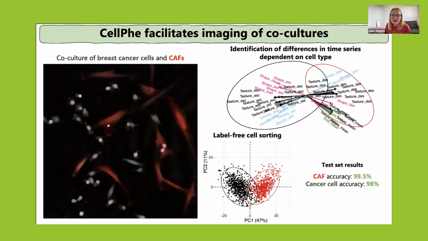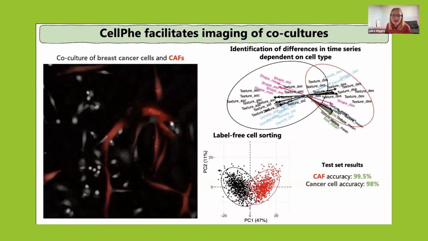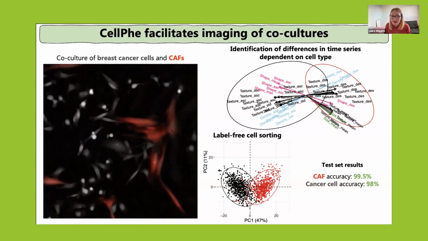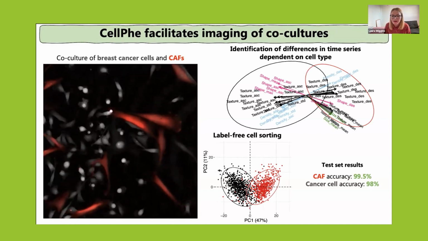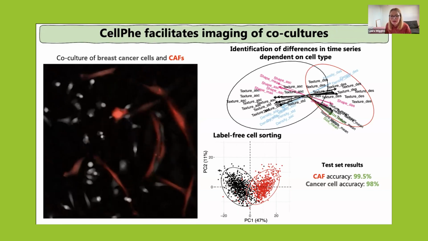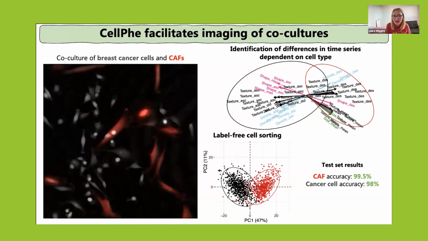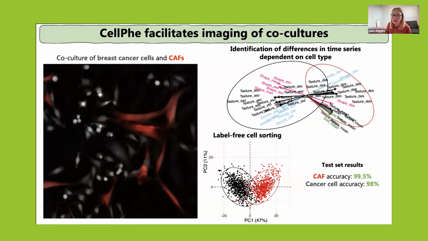And then we were able to do essentially a label-free cell sorting. The fluorescence that you see here was only used as ground truth, just to check our accuracy. But you can see from the test set results that we were able to nicely separate out cancer cells and fibroblasts. And why that's really useful is that we can then go on to isolate the population of cancer cells and actually investigate what phenotypic differences were induced based on co-culturing alongside CAFs.